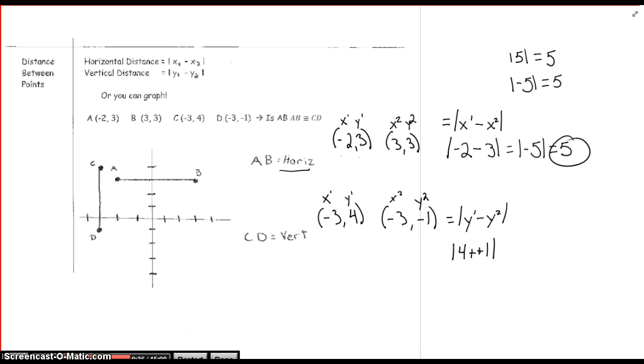All right, now let's continue on. We've got 4 plus 1. Everyone should be able to get that. You now have the absolute value of 5. Now again, with an absolute value, it's always going to be positive. It's not going to turn into a -5 for an answer. The absolute value of 5 just remains 5. And there you have it. You got your horizontal distance for AB, and you also have your vertical distance for CD.